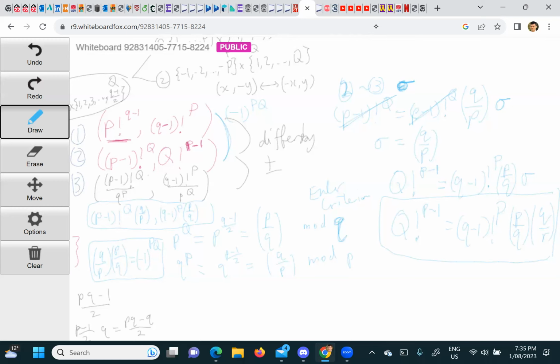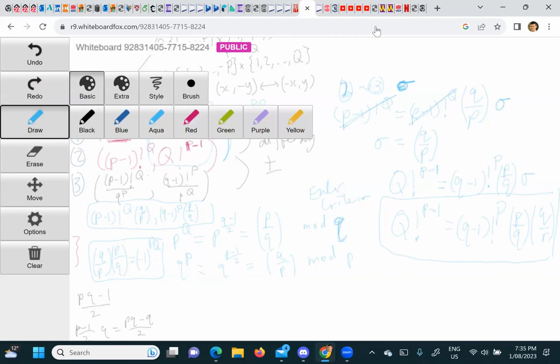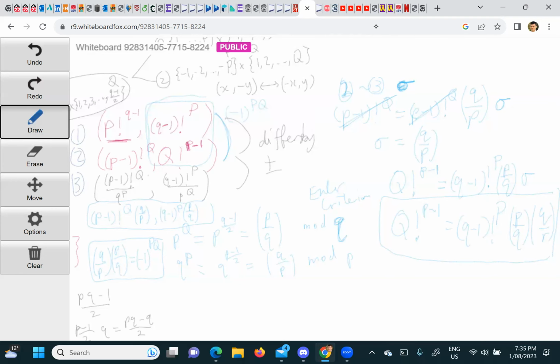So basically we just need to get rid of the capital Q factorial. But if you look at this, the capital Q factorial is related there. Let me draw in dark blue. So capital Q factorial to the power of p minus 1 is literally equal to q minus 1 factorial to the power of capital P, up to a sign change, but we already know the sign change is minus 1 to the PQ.